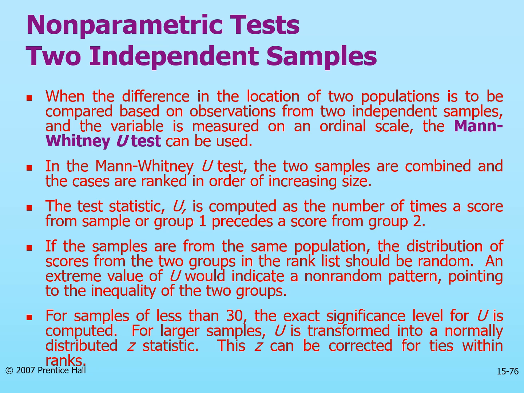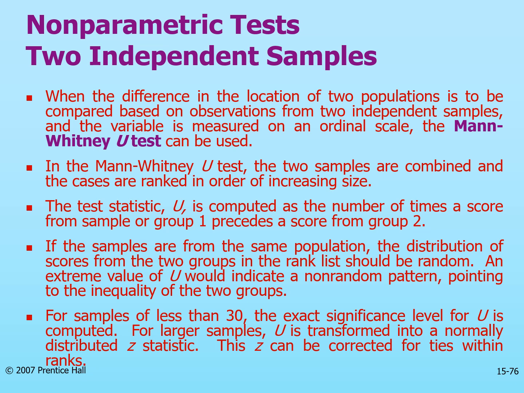If the samples are from the same population, the distribution of scores from the two groups in the rank order should be random. An extreme value of U indicates a non-random pattern, and once a non-random pattern appears, it indicates a departure from what happens in normal cases. So an extreme value would indicate non-randomness and point out the inequality of the two groups.